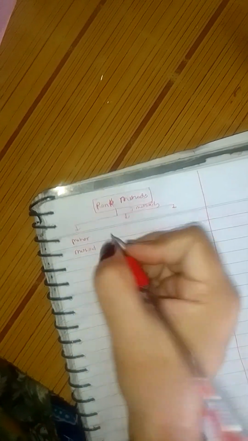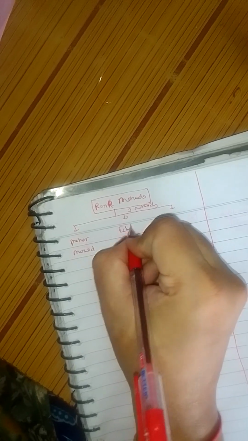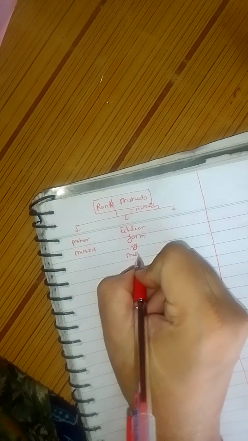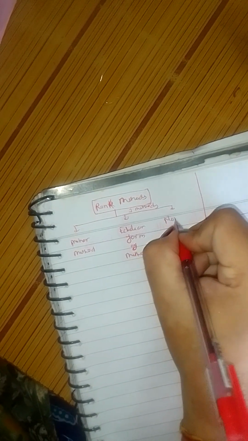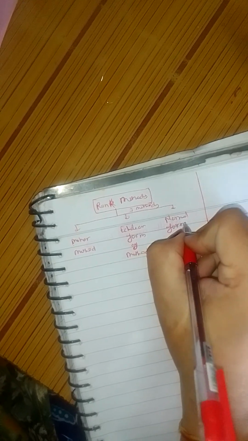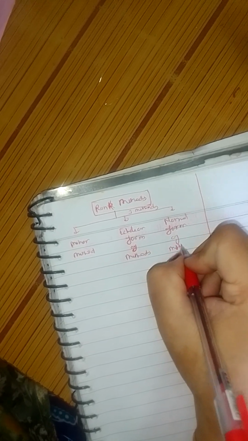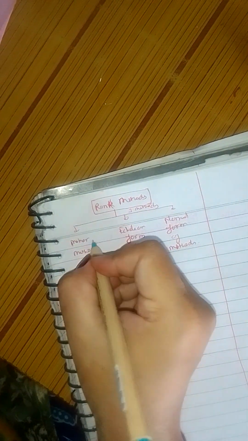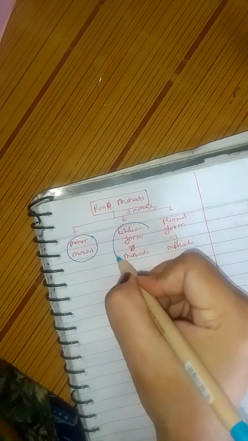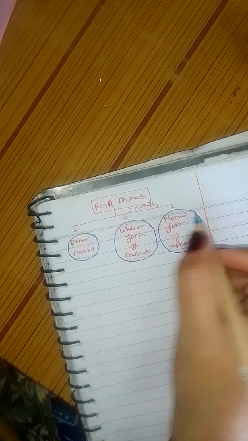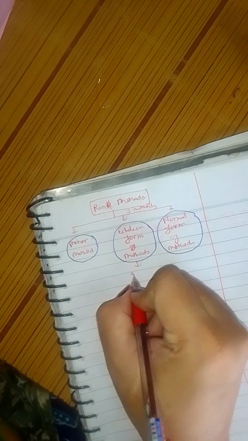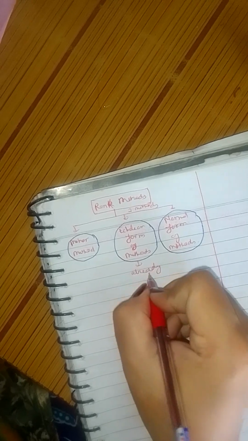So first is the minor method. Second is the echelon form method. And third is the normal form method. Minor method, echelon form method, normal form method. This I taught you in my previous video, already completed.